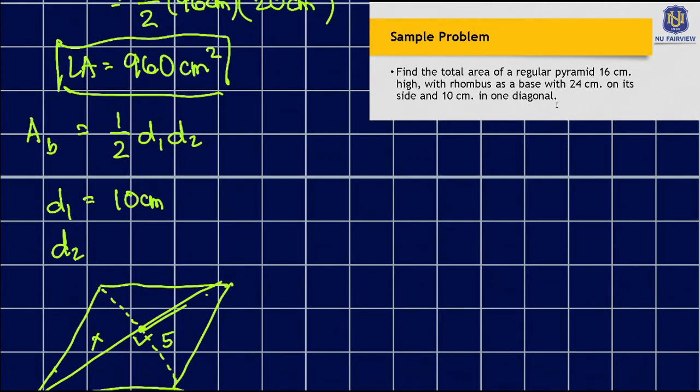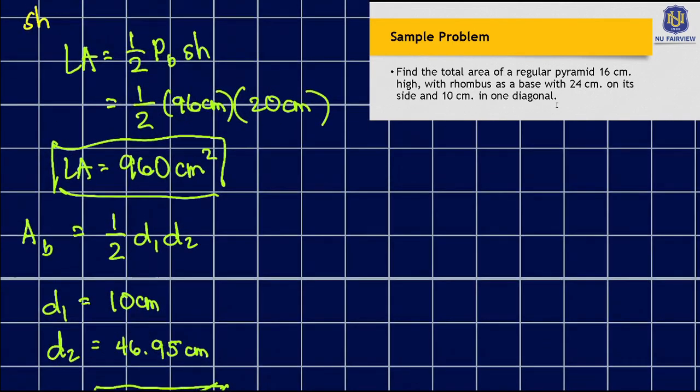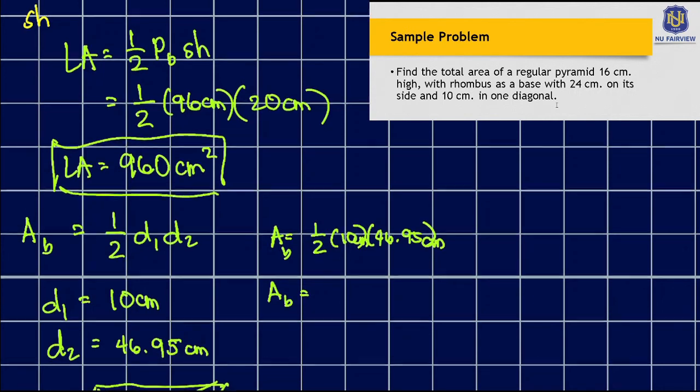So, balikan natin to. Susulat natin, ito ay equal sa 46.95 cm. Now, solving for the base, so substitute lang natin, area ng base is equal to 1/2 times 10 times 46.95 and yan ay in cm. So, area ng base natin is equal to, sige, compute natin.